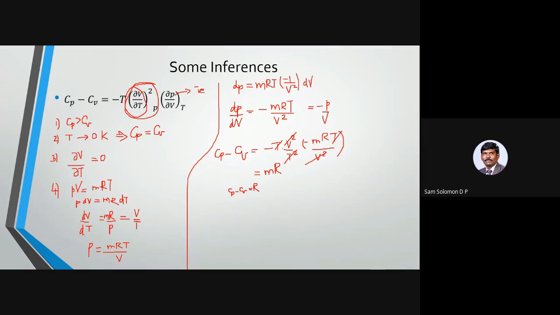Okay. Now, I just want you to listen a little bit carefully because we are going to define something. I'm going to introduce a term called volume expansivity.